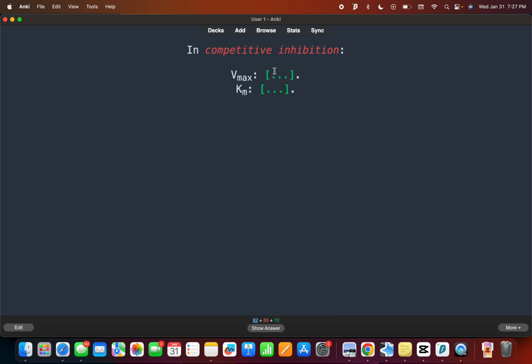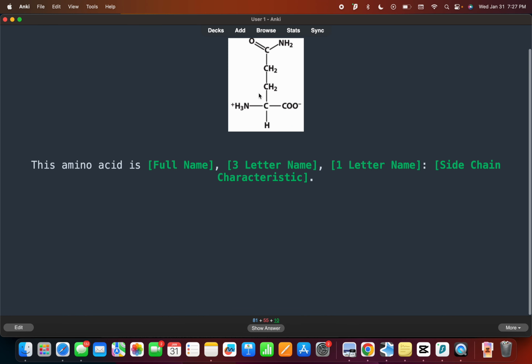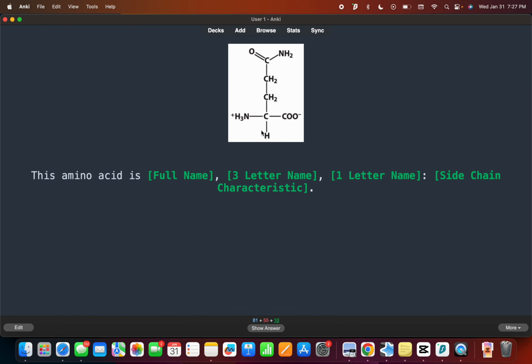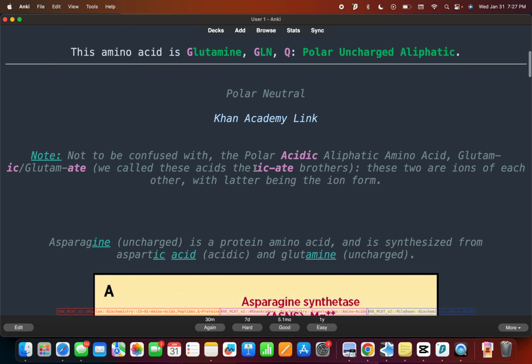In competitive inhibition, we have Vmax not changing and Km increases, goes up. Nice. The amino acid here, oh interesting, this should be glutamine, Gln, Q, polar and aliphatic.